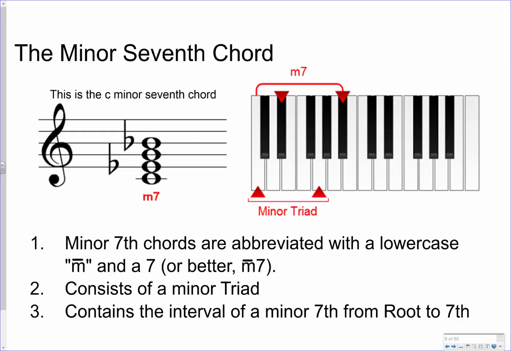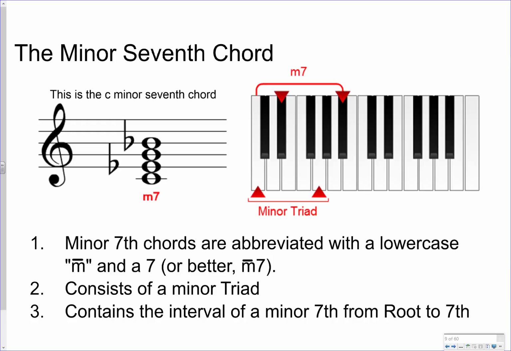Hi AP. Okay, let's continue on with our study of seventh chords. Let's look at our second type, the minor seventh chord. Recall that a minor seventh chord is a minor triad plus a minor seventh from root all the way up to seventh. Here we have an example of the C minor seventh chord.